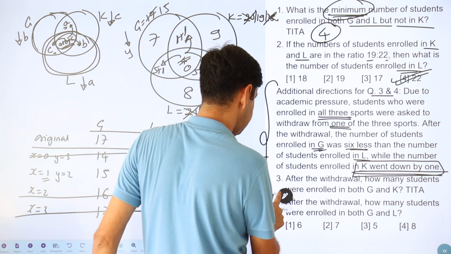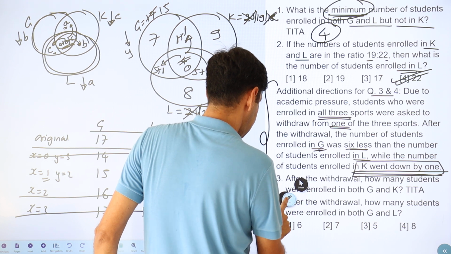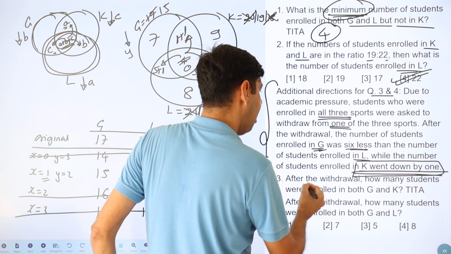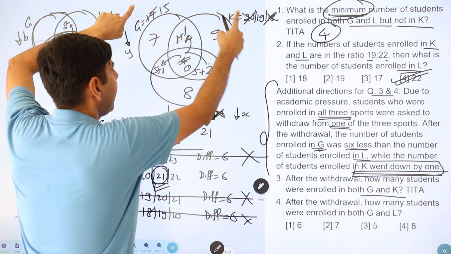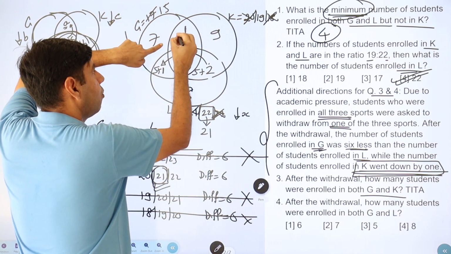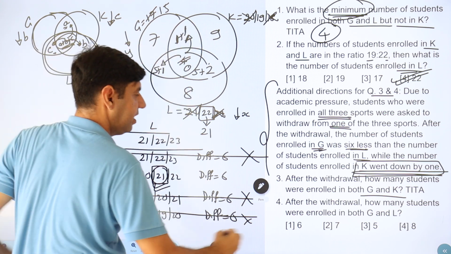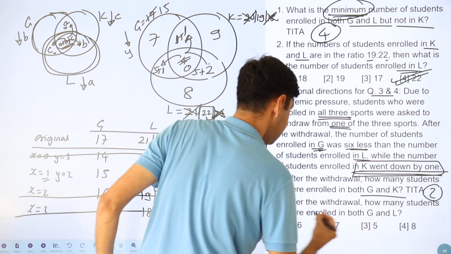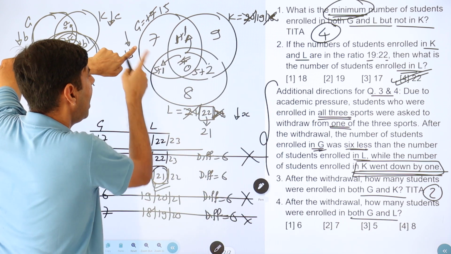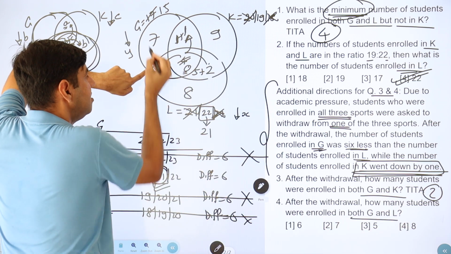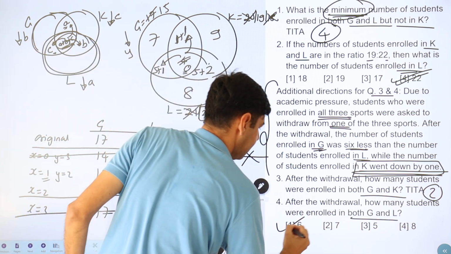Anyways, to answer the question, let me move this out. After the withdrawal, how many students were enrolled in both G and K? Both G and K. Originally 1 and 1 more came in. That's 2 is the answer here. After withdrawal, how many were enrolled in both G and L? G and L. Remember, this is 0. G and L are only these. There are 6 in numbers.